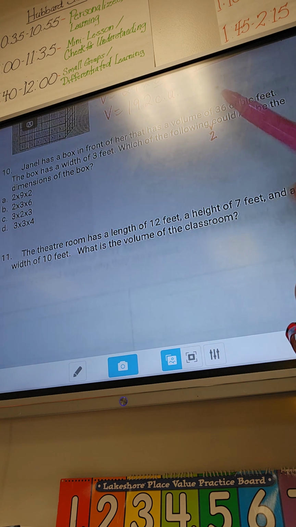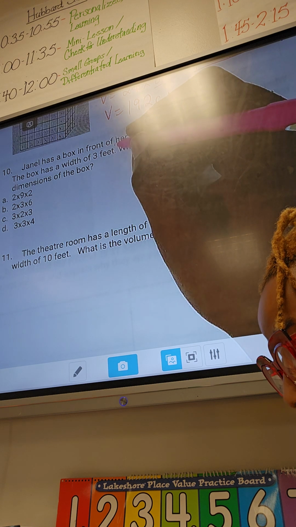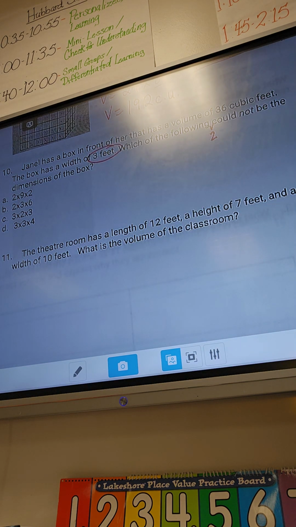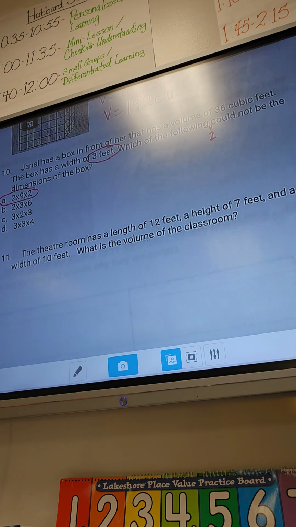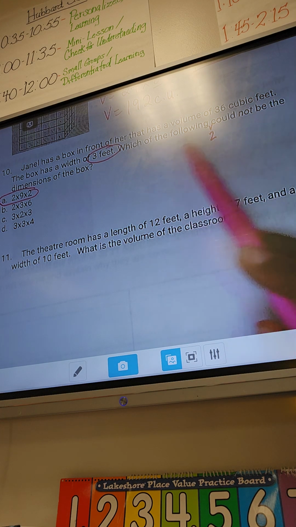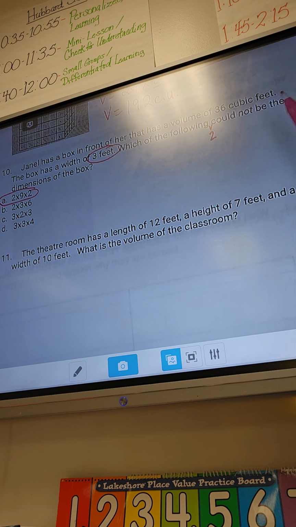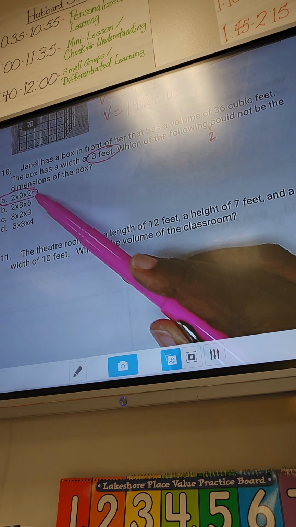So first of all, I know it has to have a 3 in it. We could eliminate 1 right now and circle it because we know that wouldn't be the answer because there's not a 3 in it. Which one would that be? A. There's no 3 in it, so I know that's one of my answers because it couldn't be the answer. Remember, we're looking for wrong. It says, which of the following 2 could not be the dimensions? That can't be the dimensions because there's no 3.